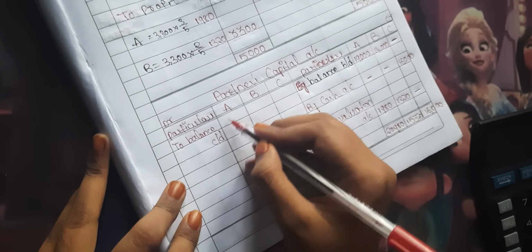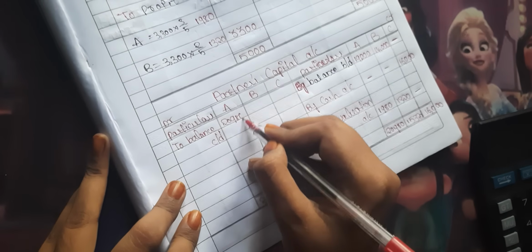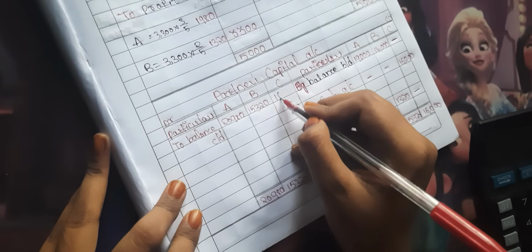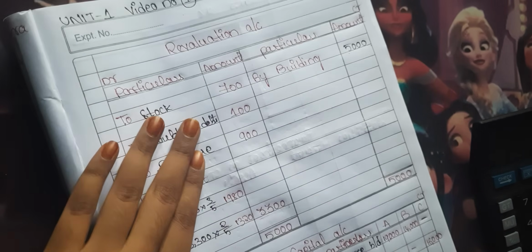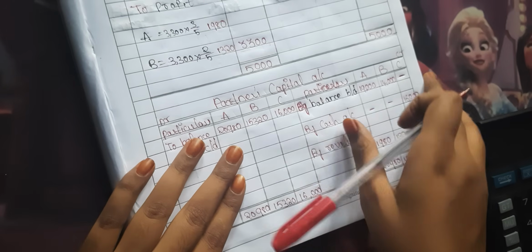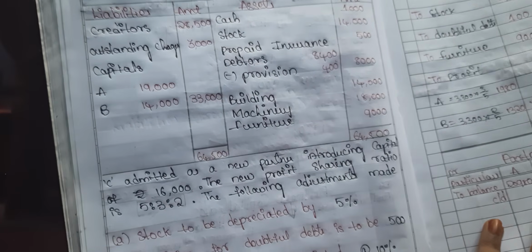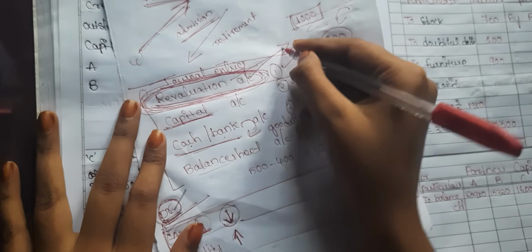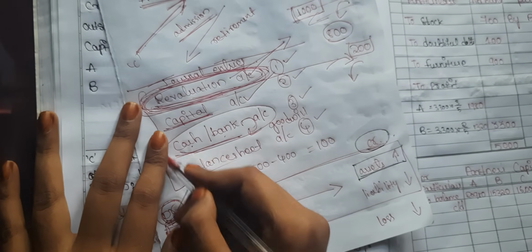Carry down, how much is it? 2980, 15,320, 16,000. Okay, we are done with revaluation as well as with the partners' capital account. I hope till now you understood whatever we have done. Revaluation completed, capital completed. Now we are going to do cash or bank.